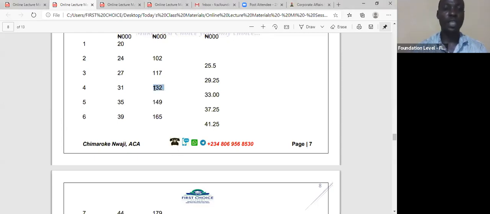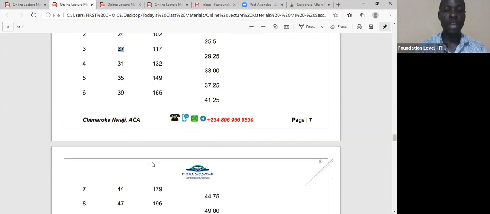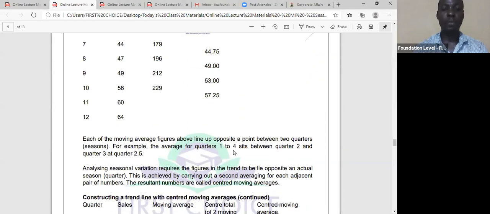If you are in doubt, use your pencil. As you remove this 24, you add 39. So the next one, we will remove 27 and add 44. We get the next figure, which is 149. So that's how we'll be doing it to be fast in the exam. And we do that, and you divide and you put it in between. That is the first step to do.